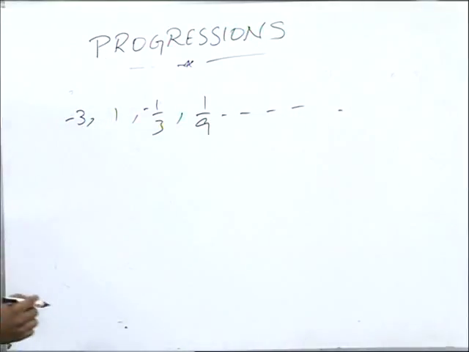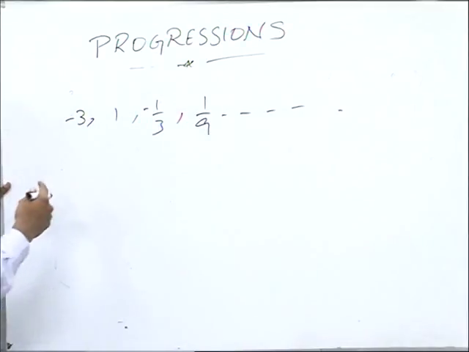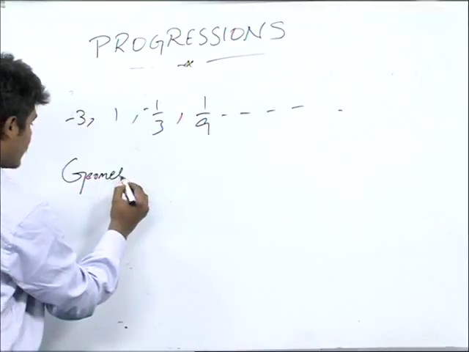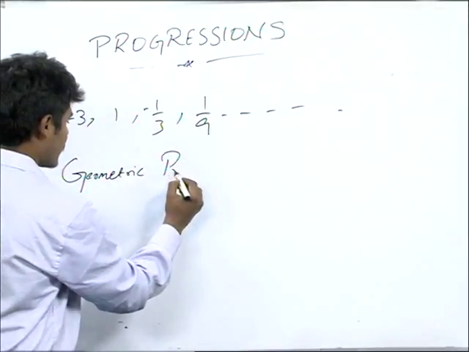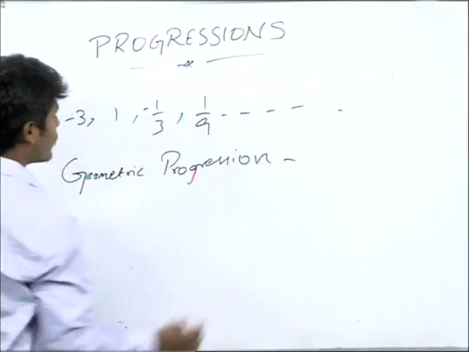Observe this series. Think for a minute and answer. Answer in your mind itself. This belongs to a series of geometric progression. How can we say that it belongs to geometric progression?